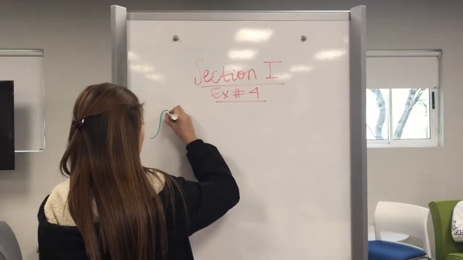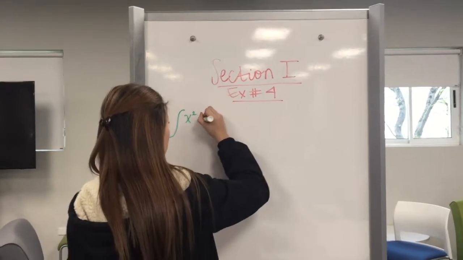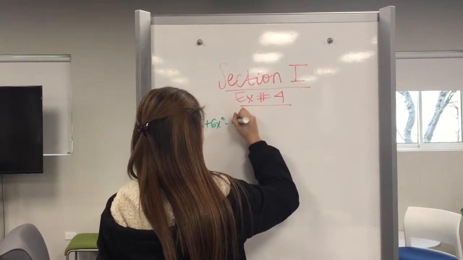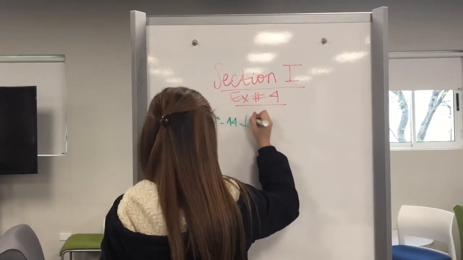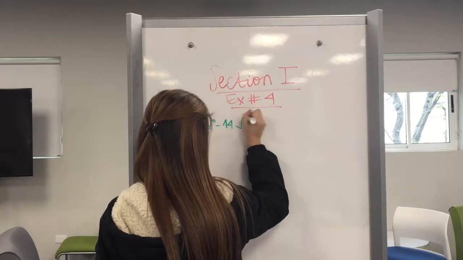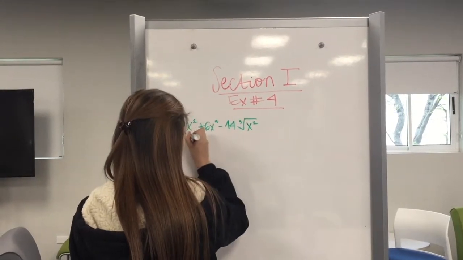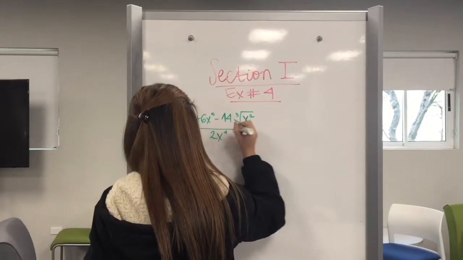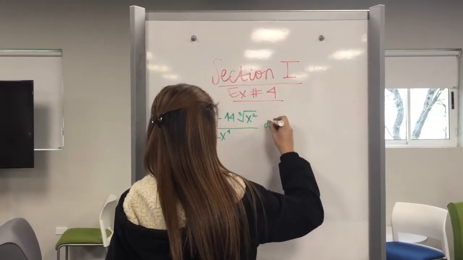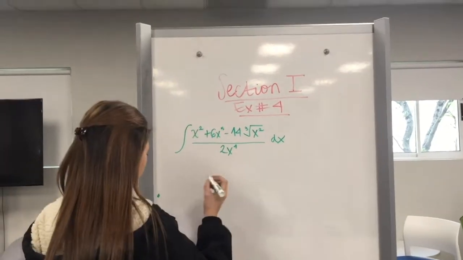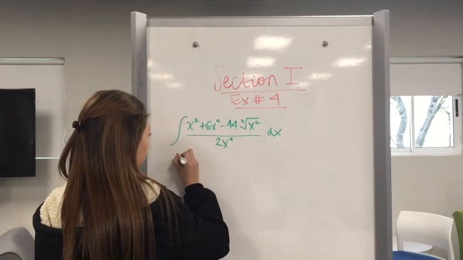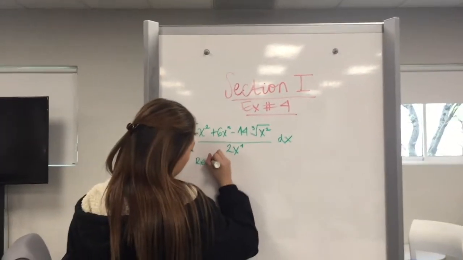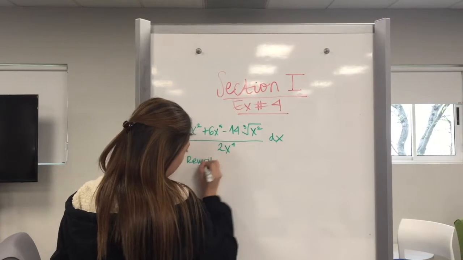Okay, they are giving us the integral of (x squared plus 6x raised to the fifth minus 14 by the cubic root of x squared) all over 2x raised to the fourth dx. First, before we begin to integrate this expression, we have to separate the additions and the subtractions, all with the same denominator.